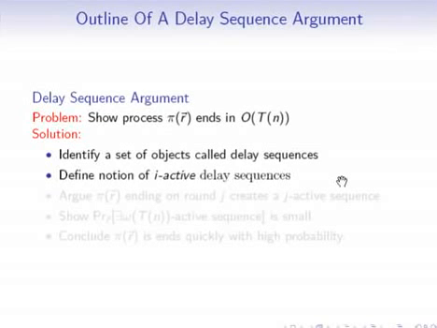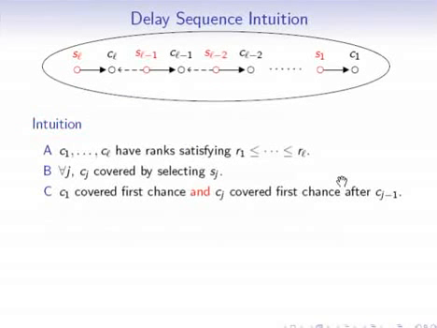Now we can move to the next part, which is that we have to hook up each delay sequence to a particular round in the process. So we have to define this notion of an i-active delay sequence. Here's the intuition. What happened to make this delay sequence occur? In other words, what are the probabilistic events that must have happened for all of the delays to happen in such a sequence? Well, one of the things that must have happened is that the ranks must be ordered. In other words, C_{L-1} must have a less than or equal rank to C_L, and so forth. So all of the ranks must be ordered like this. The second thing that must have happened is each C_j must have been covered by selecting the node S_j.